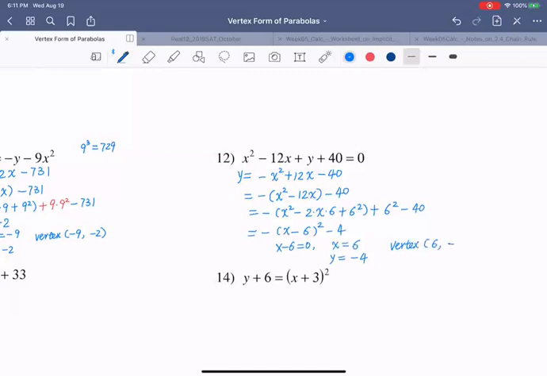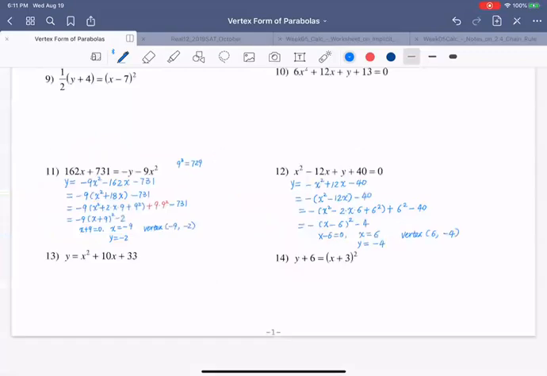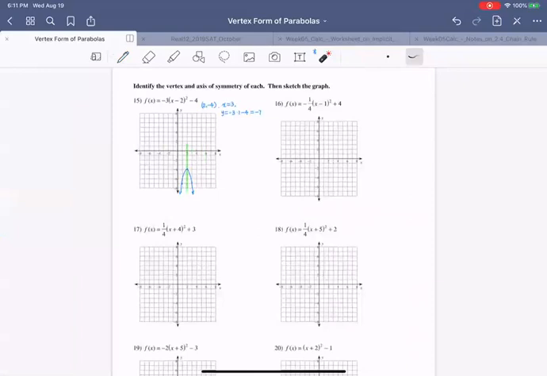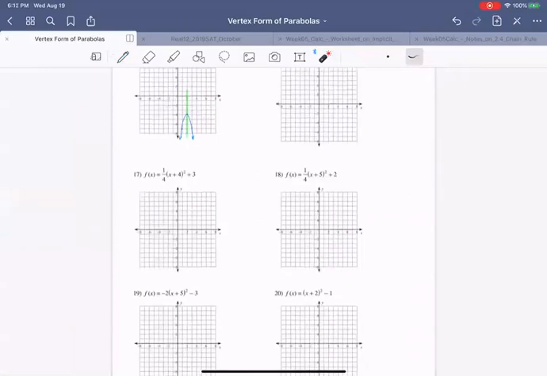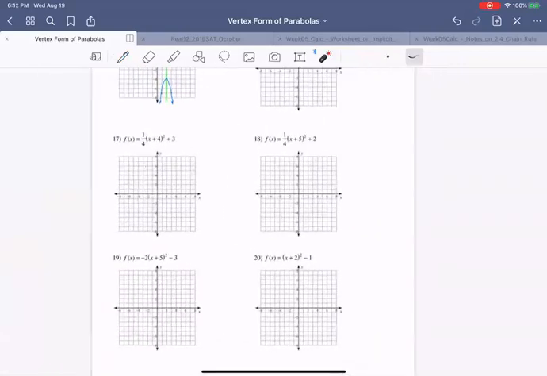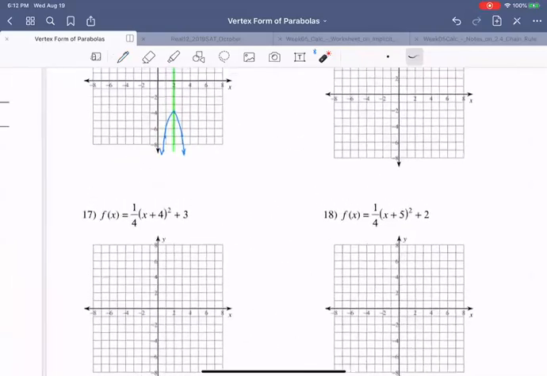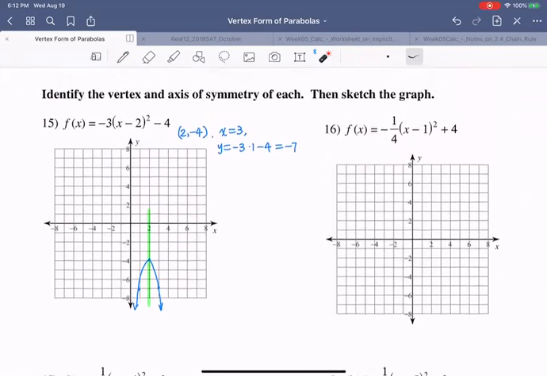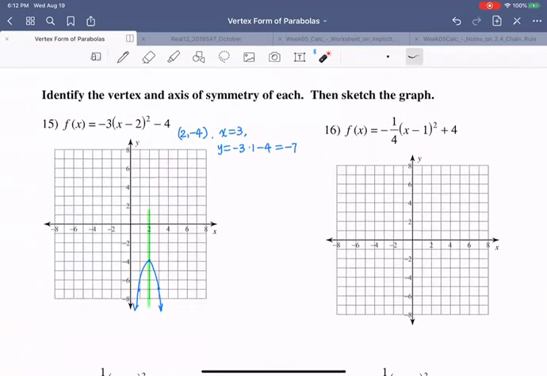6 comma -4 parentheses. Okay. So look, there are still some other questions I want you to do by yourself. Now I'm going to teach you how to draw this one. Not always are they going to allow you to use a graphing calculator. Sometimes you need to graph by hand. So look at this.